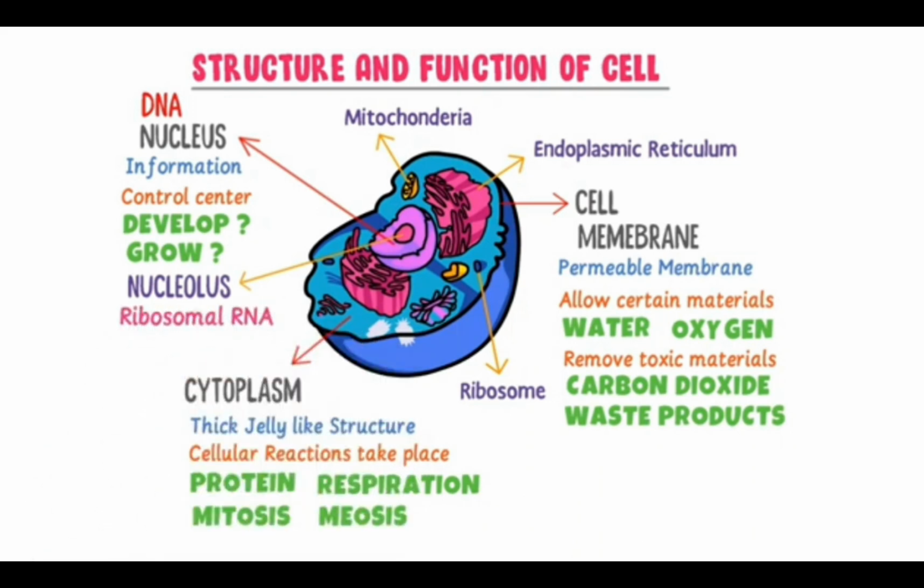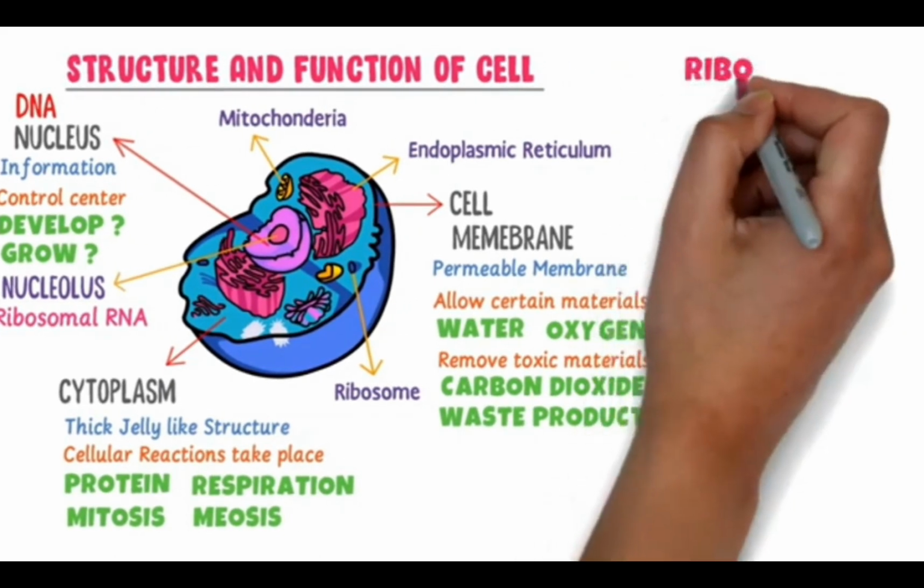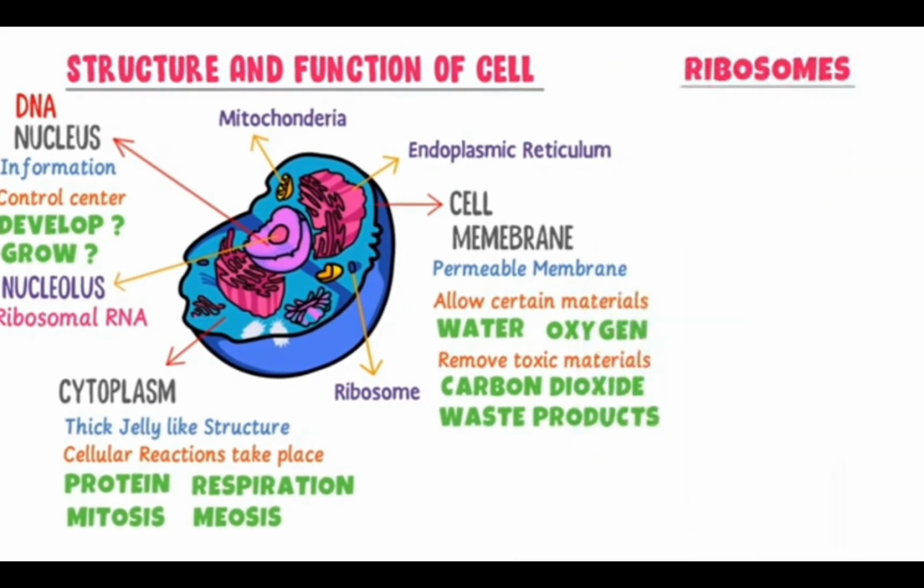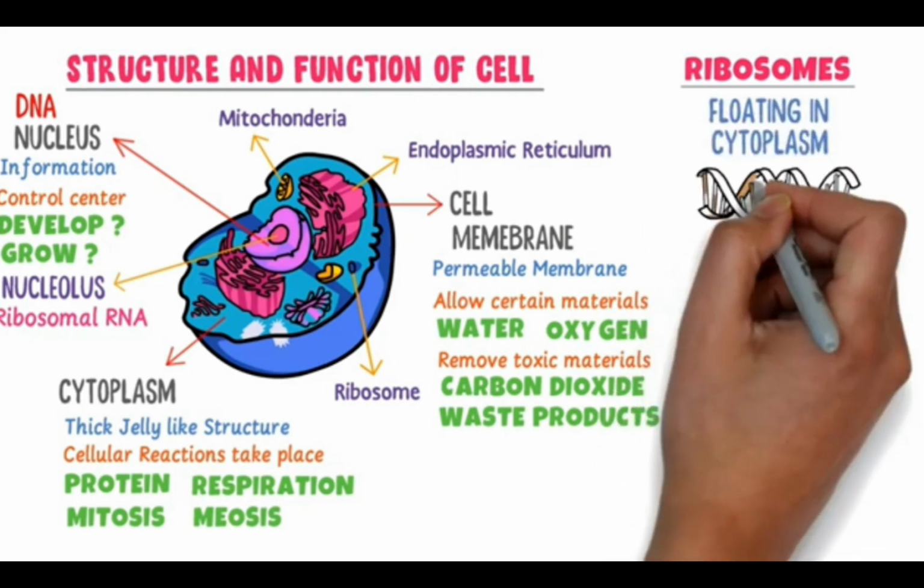Now, what is this ribosomes? Well, these ribosomes are floating organelles in the cytoplasm. They make proteins needed for the cell. For example, ribosomes make protein for the growth of the cell. Ribosomes make protein for the repairing of cells.